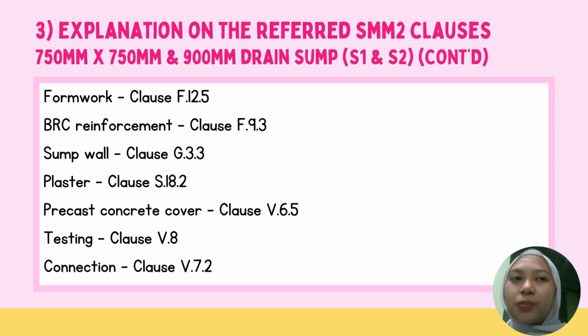For the reinforcement, we use fabric reinforcement under clause F9.3, which states that fabric reinforcement shall be given in square meters, stating the mesh, the weight per square meter, and the minimum extent of side and end laps. Classification shall be in accordance with clause F8.4.